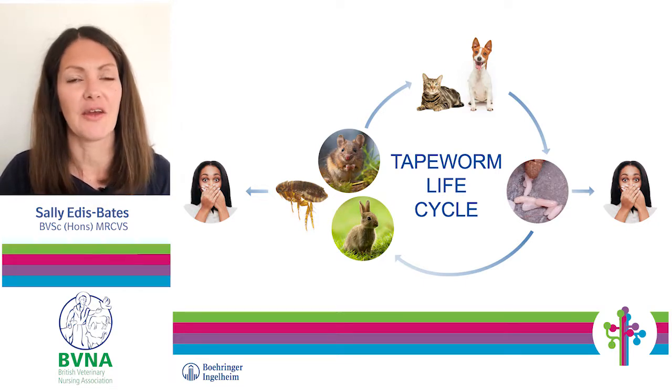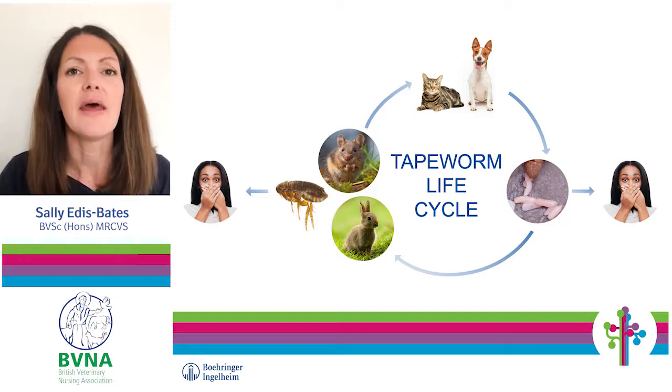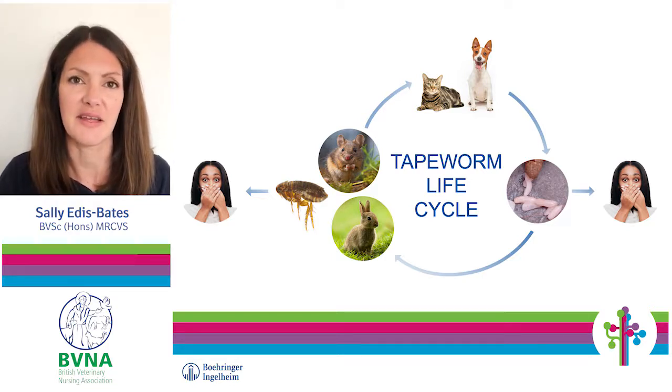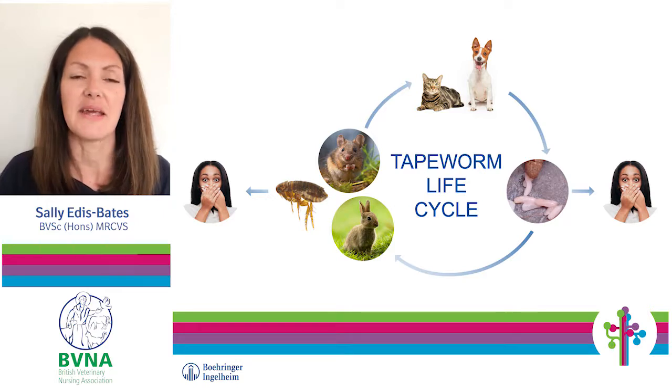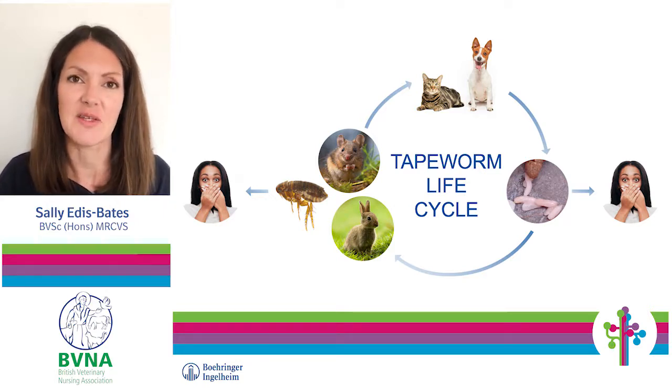I mentioned earlier that humans can also become infected by certain tapeworms, and this happens either by accidentally eating an infective egg in the environment, or, as in the case with Dipylidium caninum, by eating or accidentally ingesting infected fleas or parts of fleas.